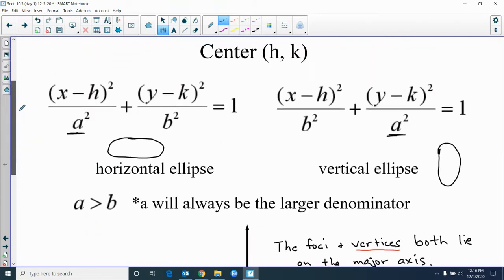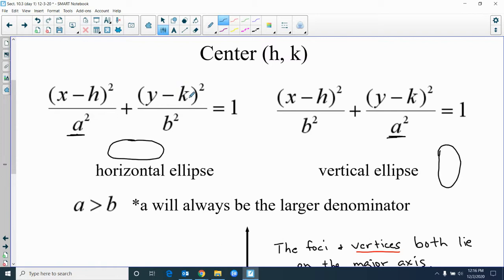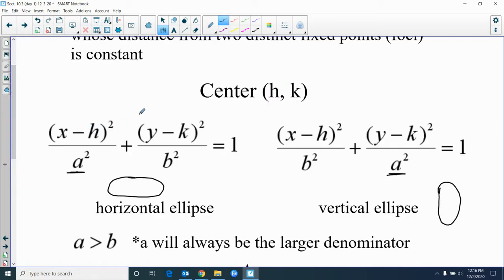Now, if you go up here, if the center is at (0, 0), I'm just going to put this in here now. If the center is at, that's a 0, that's a 0.